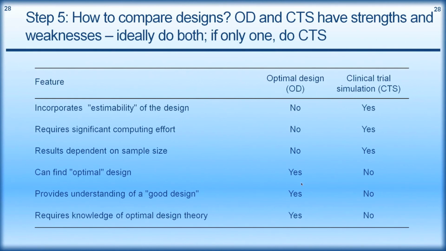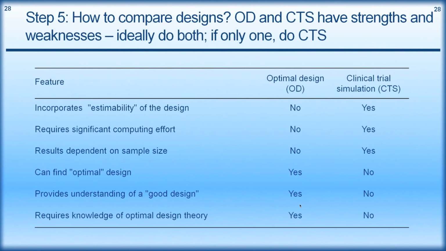Another point is that optimal design provides understanding of a good design. One of the problems with clinical trial simulation is you may find one design is doing well versus another design, but you don't actually have a good sense for why it's performing well. With optimal design, you often have a very good sense for why it's performing well. Is it putting more patients on placebo? Why is it doing that? You get a good sense for what makes a good design. So if you try to come up with new designs that are doing well across multiple metrics, you can use the information from the optimal design quite clearly.